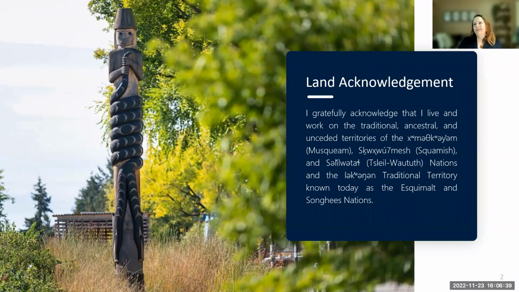Next slide. Thank you. So before we begin, before we jump into any details, I first want to acknowledge that our UBC virtual campus and our physical campus, Vancouver campus, is located on the traditional, ancestral, and unceded territory of the Musqueam people. It's also in the city of Vancouver, which is also the traditional unceded territory of the Squamish and Tsleil-Waututh nations as well. I'm currently coming from the Lekwungen traditional territory known today as the Esquimalt and Songhees First Nations on Vancouver Island. Next slide, please.